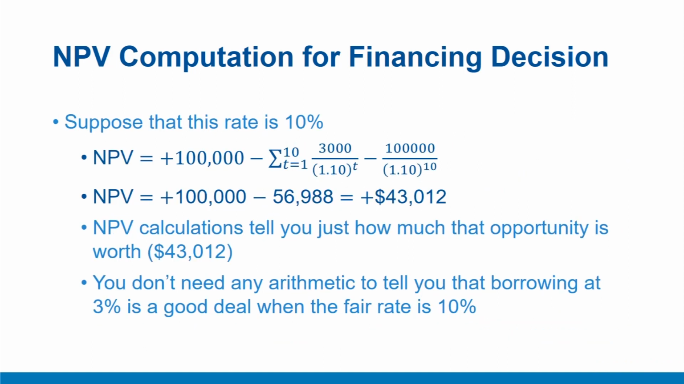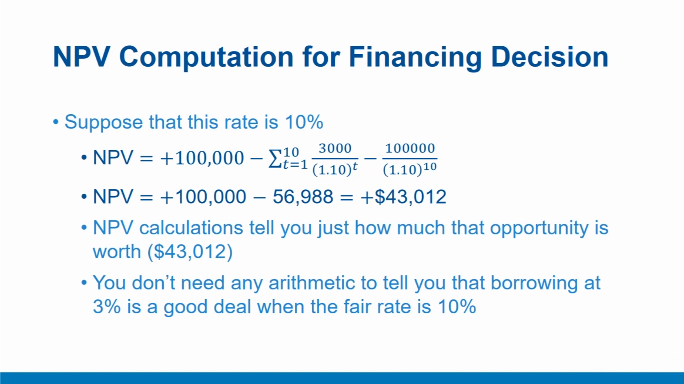Suppose this interest rate is 10%, then $100,000 minus the summation of 3,000 upon 1 plus 10% raised to the power t, for t equal to 1 to 10, minus 100,000 divided by 1.1 raised to the power 10, equal to $100,000 minus 56,988, which is equal to 43,012.